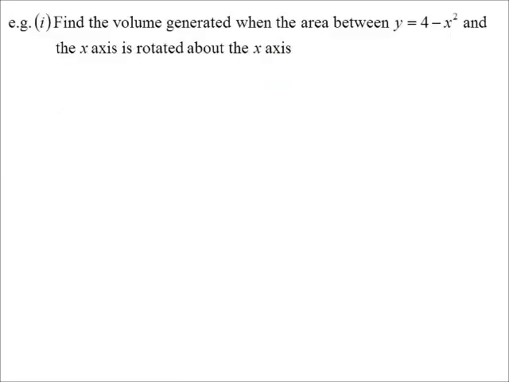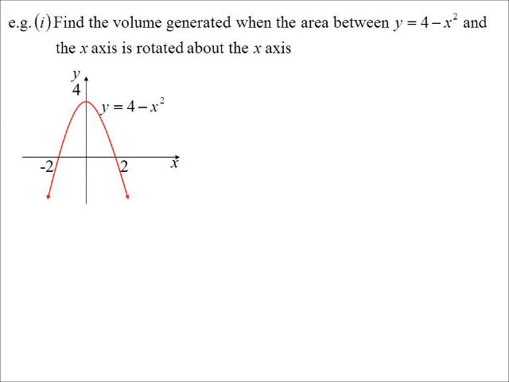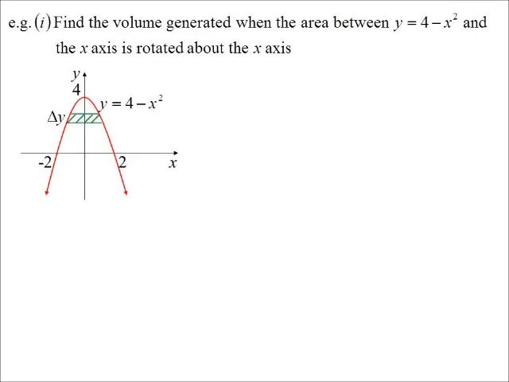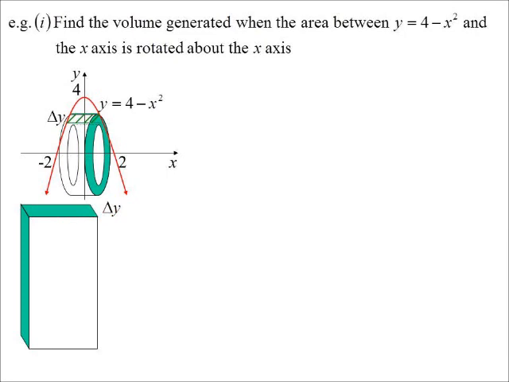So it's y equals 4 minus x squared, and we're going to rotate it around the x-axis. So there's our upside down parabola. But we're going parallel. My slice is parallel this time. So if I rotate that around the x-axis, there's my cylinder. Unwrap it, I get the rectangular prism. Thickness is delta y. The width, the way I've got it here, would actually be twice the x value because we've got the symmetry there. Twice the x value. So we've got to make x the subject.